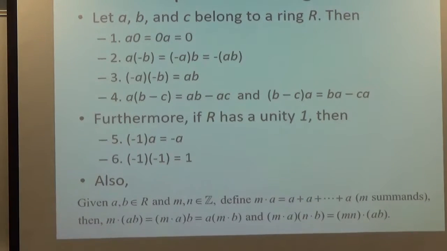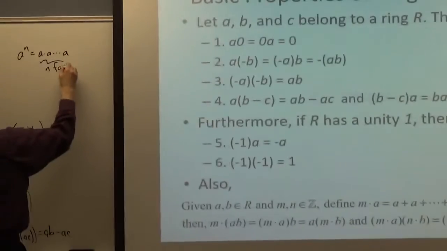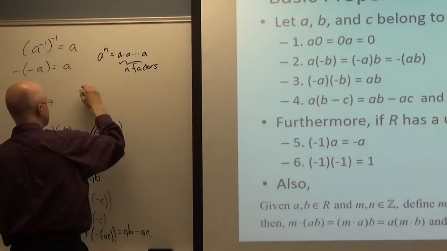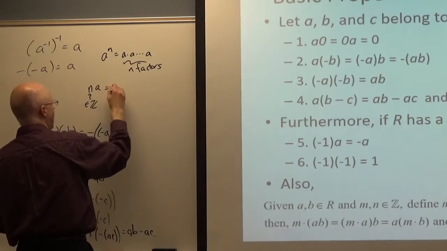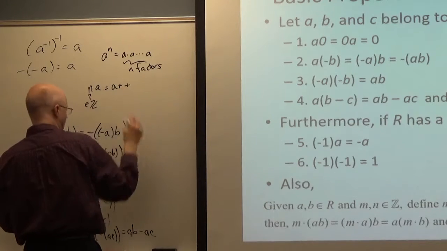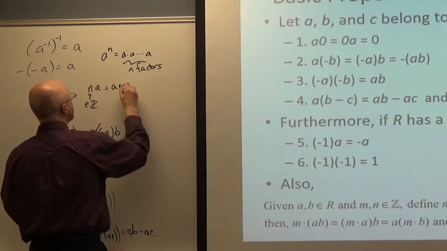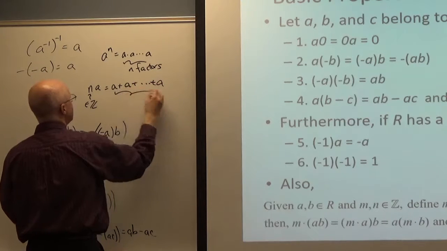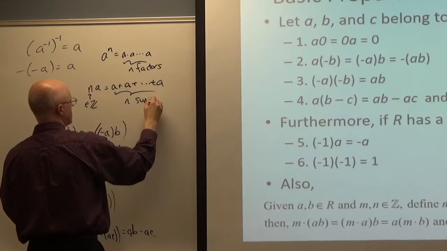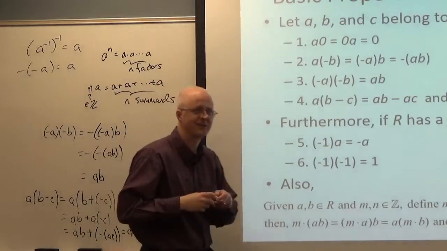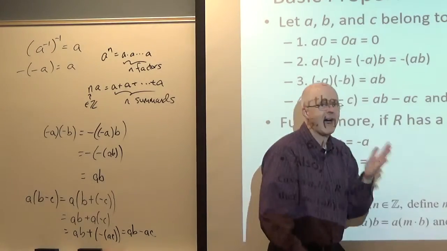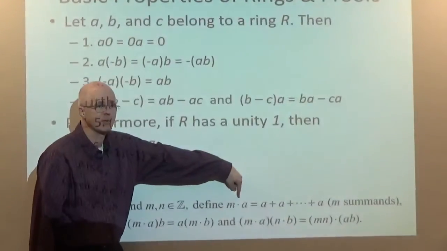That's consistent with what we did with groups. a to the n meant a times itself, n times, n factors here. And even with groups, when we used additive notation, we wrote things like na, where n was an integer, to mean a added to itself n times. n summands is the official word. But it's a little bit more confusing with rings, because we've got a ring multiplication. This is not the ring multiplication.